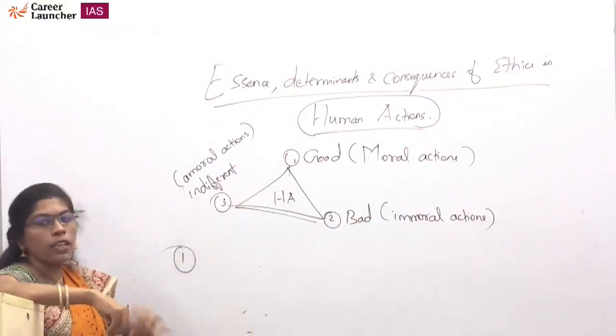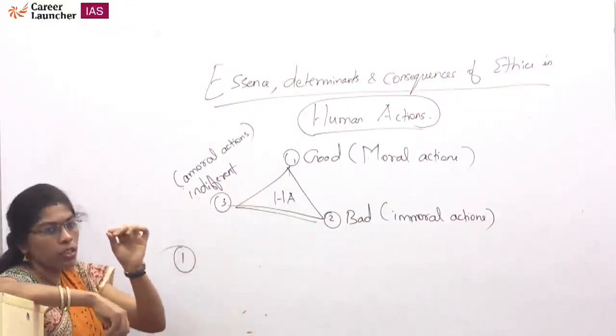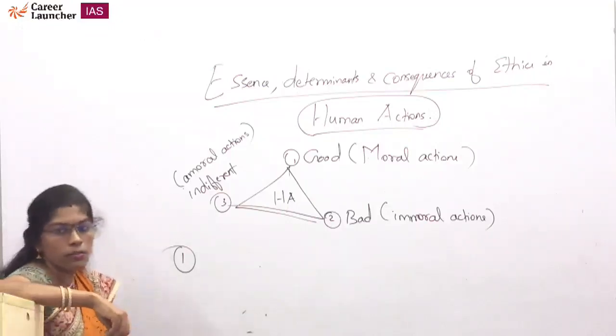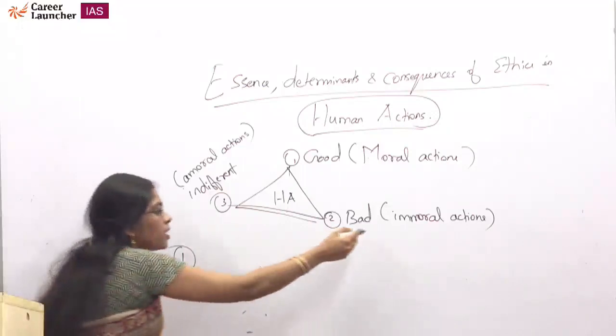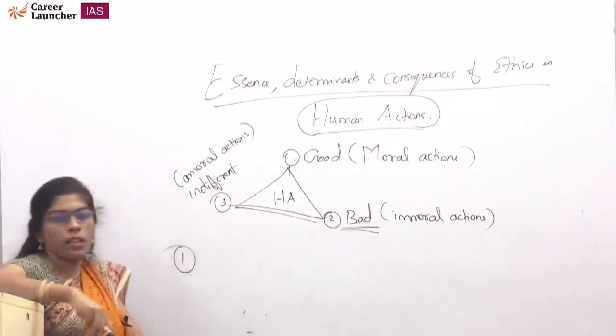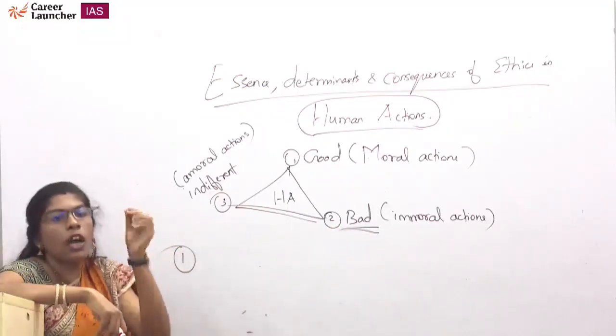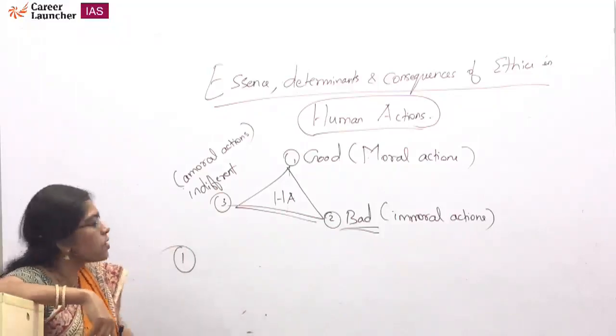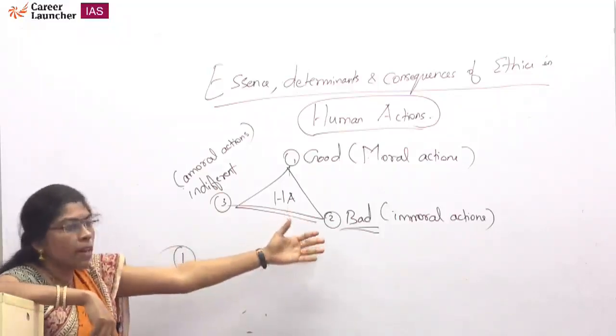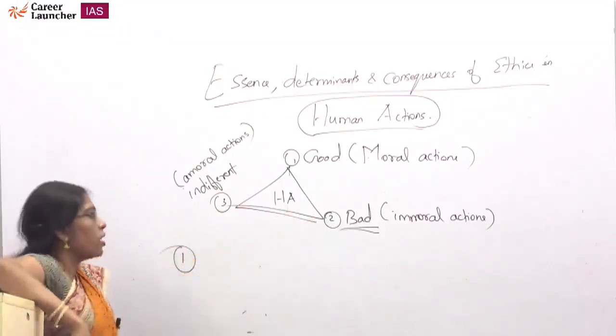Suppose I am throwing that stone at a dog. What type of action is this? Immoral. It's a bad action. A dog is there and it didn't do anything. I just want to harm him. I want to hurt him. So I am throwing a stone at a dog. So this is an immoral action. It's a bad action.